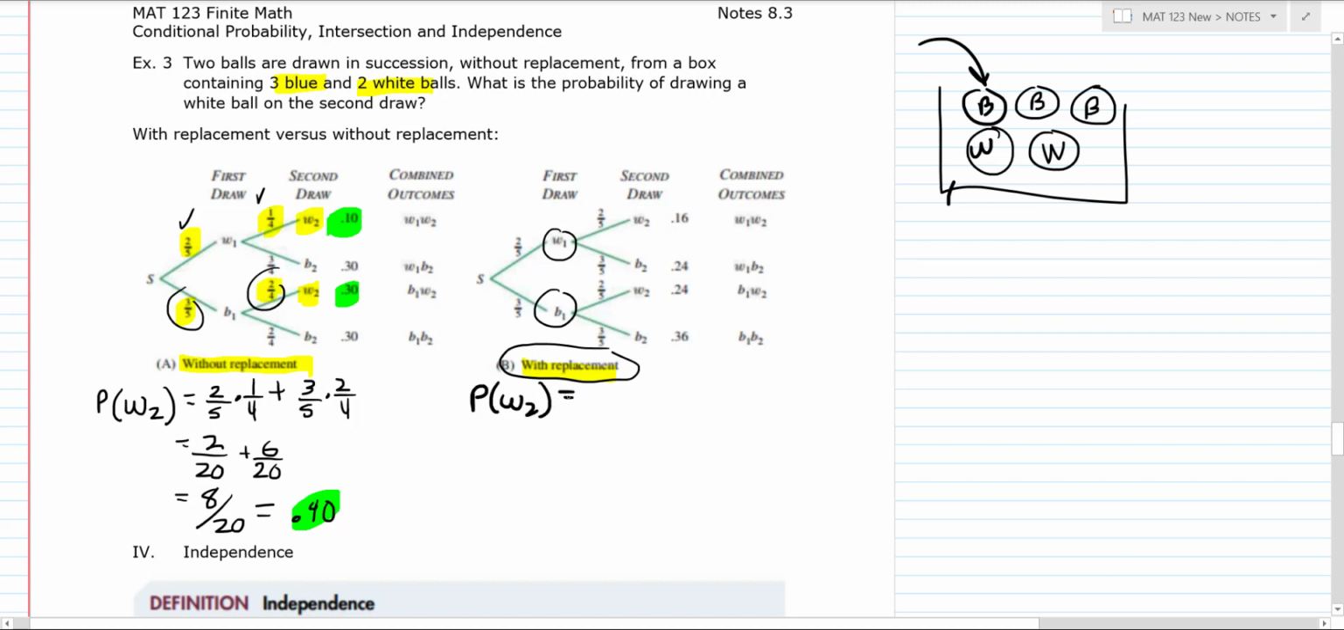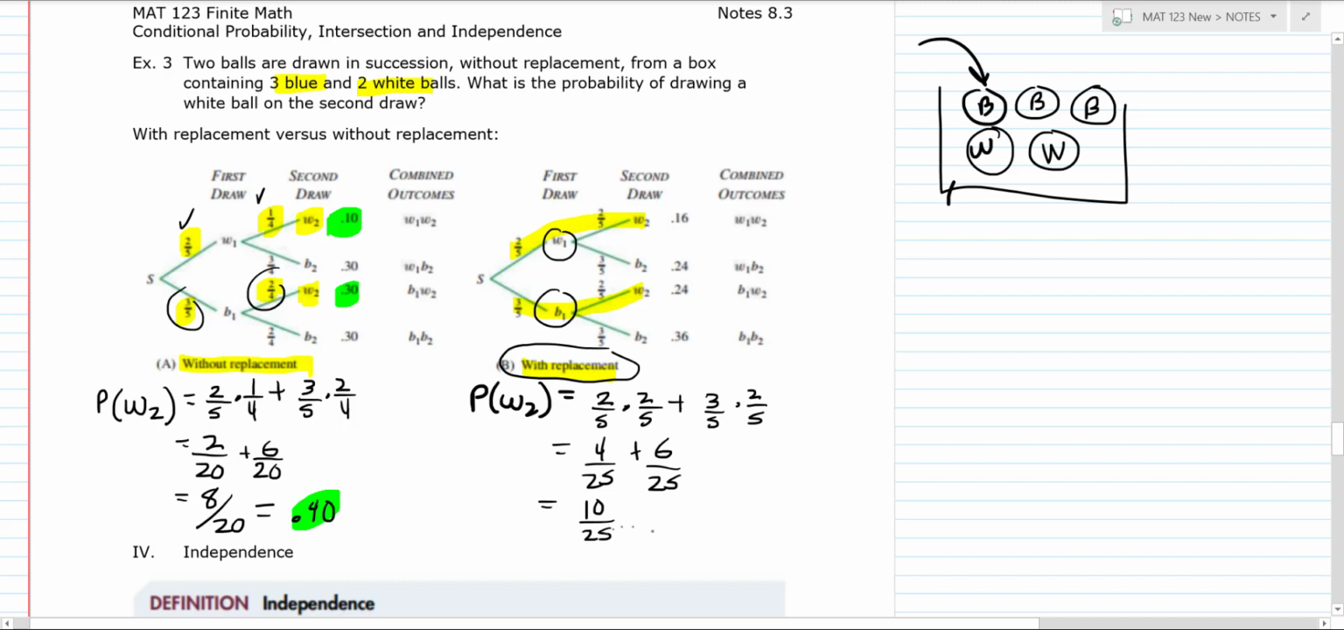You may or may not get the same answer. It just sort of depends on this. So if we were going to get a white on the second draw, you would have to go either that route or that route. Those would be the two ways to get there. So this way would be 2/5 times 2/5. And then this way would be 3/5 times 2/5. So you would get 4 out of 25 plus 6 out of 25. So that would be 10 out of 25.